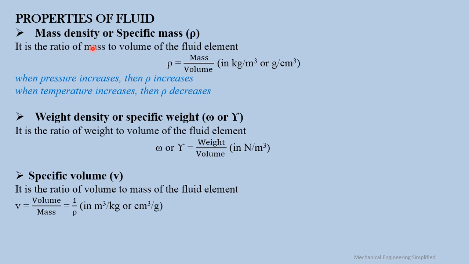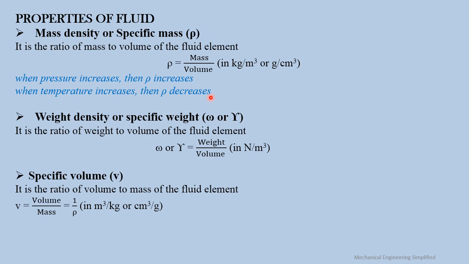Then we have some important properties of fluid. What are those? Let us see. Mass density or specific mass. It is denoted by rho. What is it? It is the ratio of mass to volume of the fluid element. Rho is given by mass per unit volume, and the unit is kg per meter cube or gram per centimeter cube. When pressure increases, rho increases. When temperature increases, rho decreases.